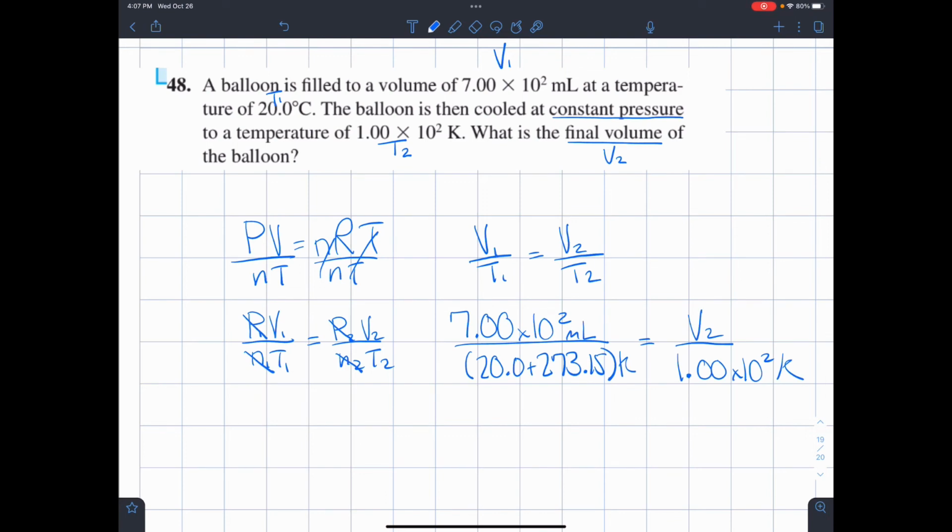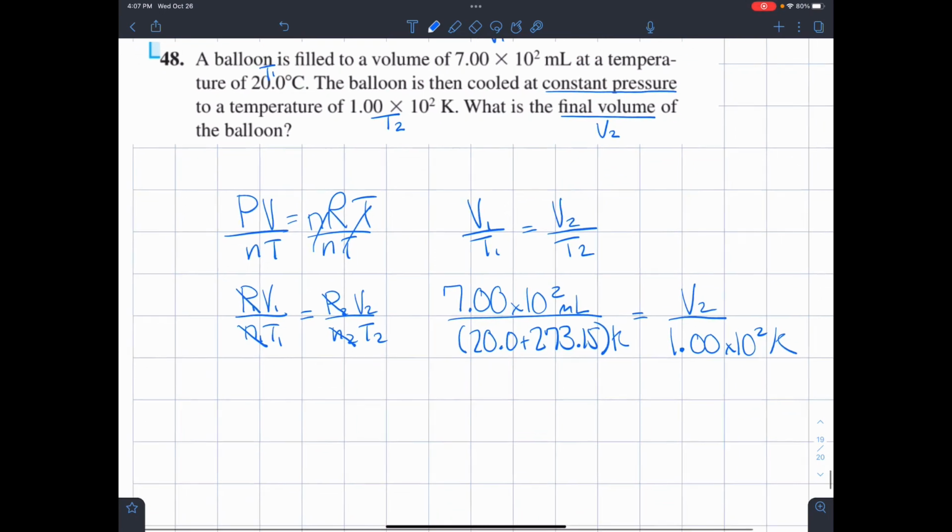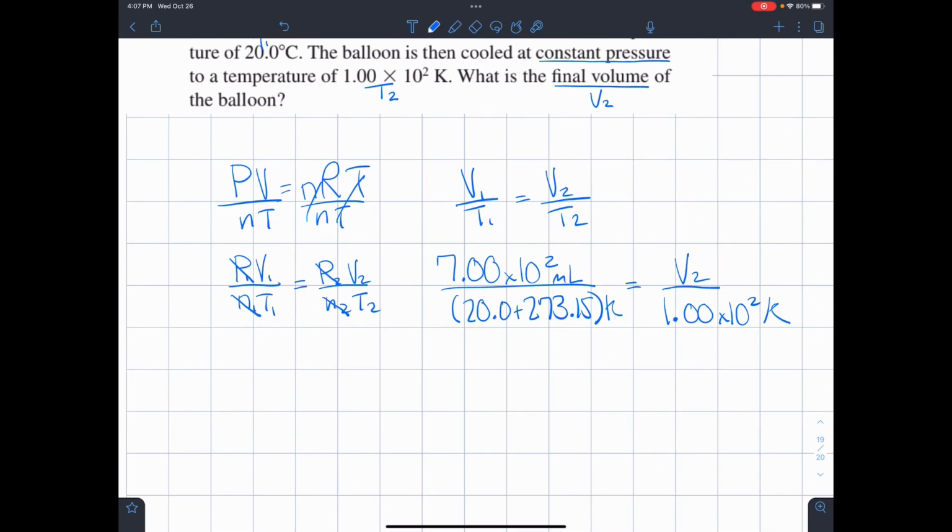Okay, let me stop here and remind you that I have to have kelvins for temperature on both sides, so I'll add 273 to one side, and then I'll go ahead and solve.